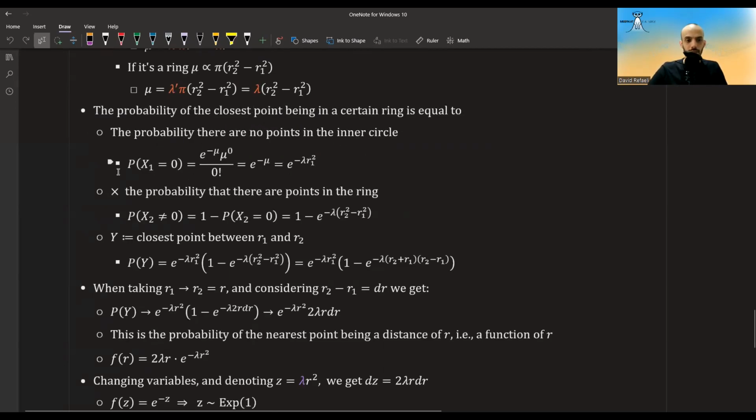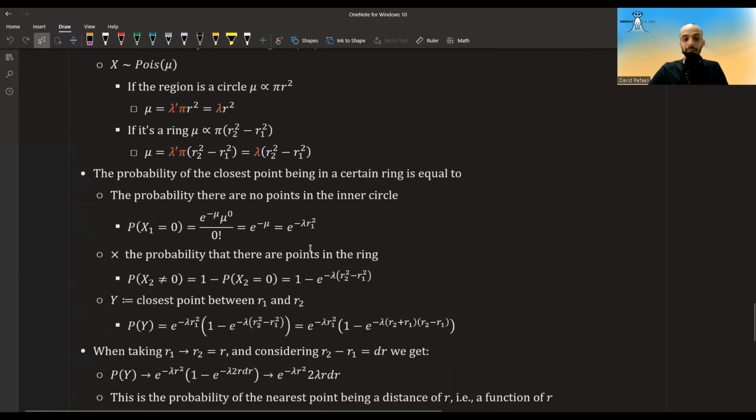Okay, so we said that this probability is Poisson distributed. So the probability that x1 is equal to 0 is just equal to this. And we said mu is equal to this, so we get this thing over here, times the probability that there are points in the ring. So this is the probability that in the second region, there are points. It's not equal to 0. This is 1 minus the probability that it's equal to 0. This is 1 minus this thing over here.